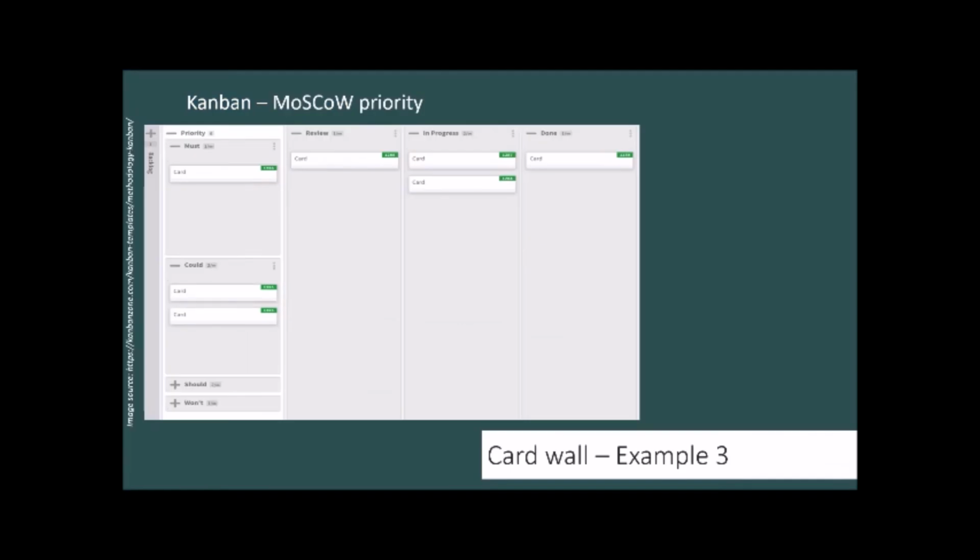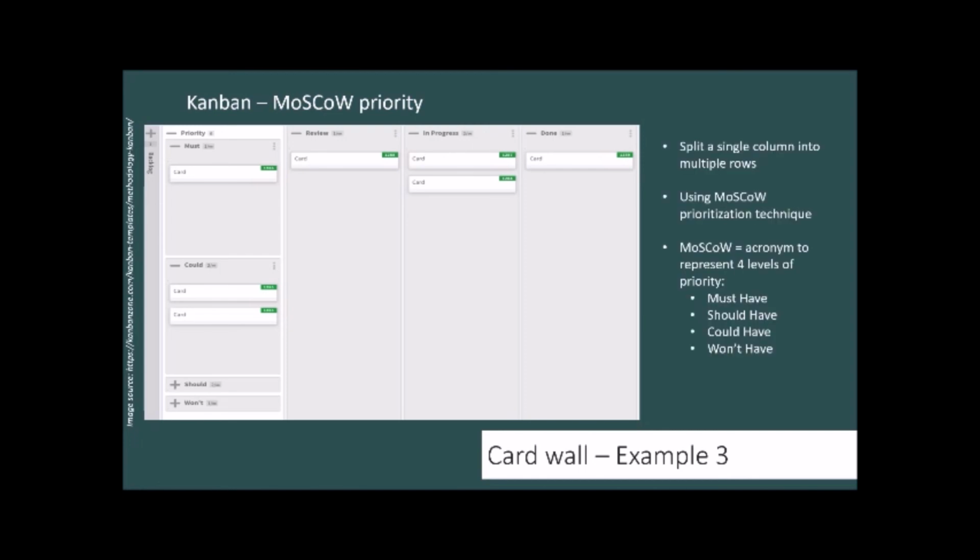Card wall example 3, the MoSCoW priority board. It splits a single column into multiple rows. It uses the MoSCoW priority technique that emphasizes 4 different levels of priority: must have, should have, could have, and won't have task items.